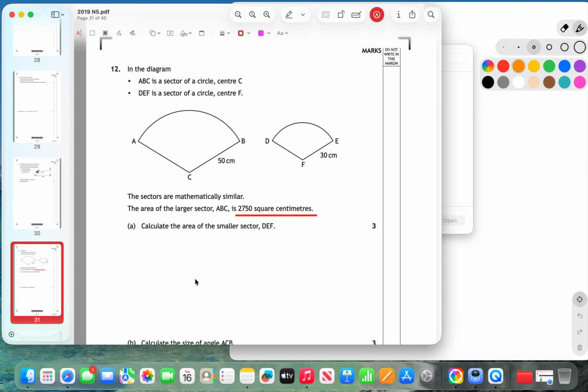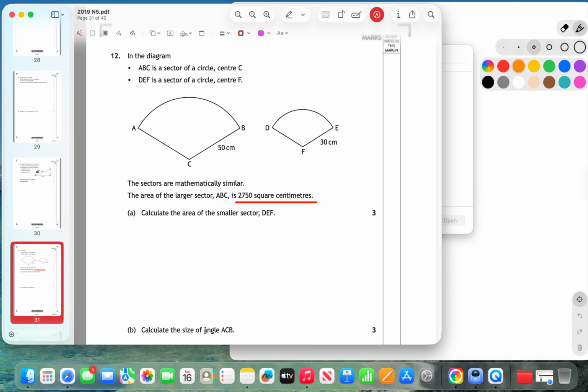In this video we have the 2019 paper 2 question 12b. Now we looked at question A in the last part, and now we have to do question B. It asks us to calculate the size of the angle ACB. If you want to pause the video, or go back and have a look at the last video, you're welcome to do so, but I'm going to continue.